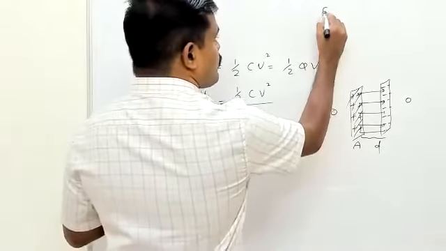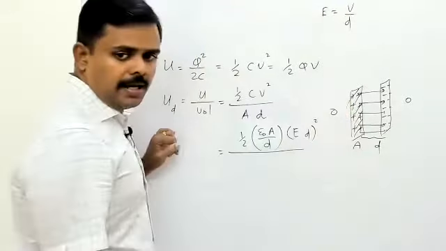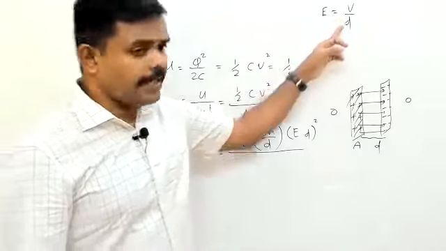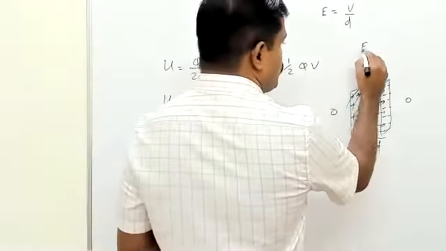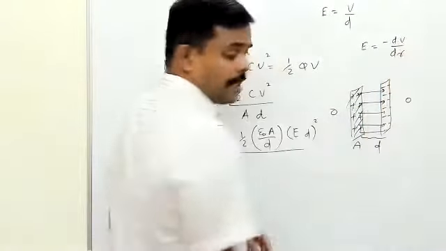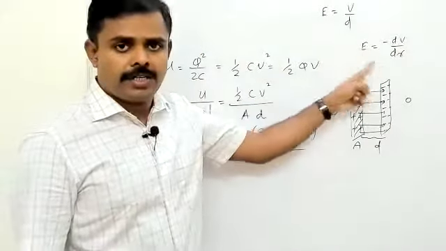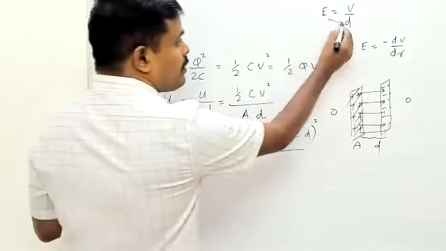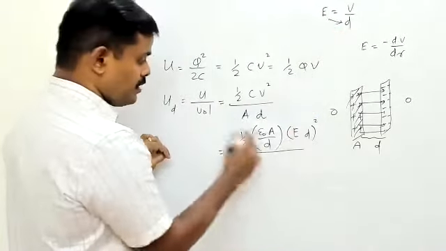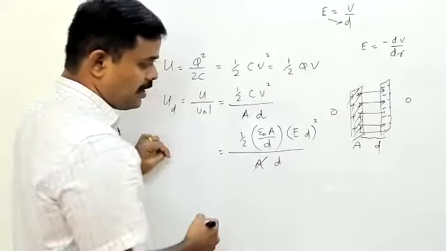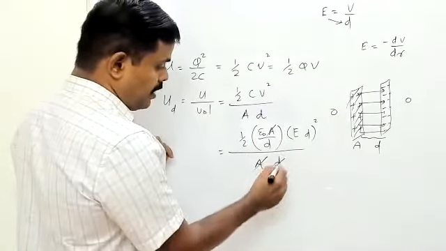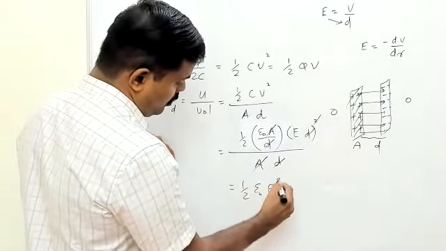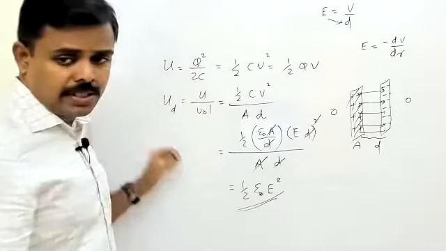Electric field was written as dV by dr. Do you remember that? E is equal to V by D. Electric field is gradient of potential. To be precise, the equation is minus dV by dr. Anyway, electric field is equal to voltage by distance. So let's cross multiply. V will be E times D. That is what I've done here: E into D, divided by A into D. So let us cut A with A and D with D. So what do we get then? Half epsilon 0 E square. That is the expression for energy density. Did you understand?